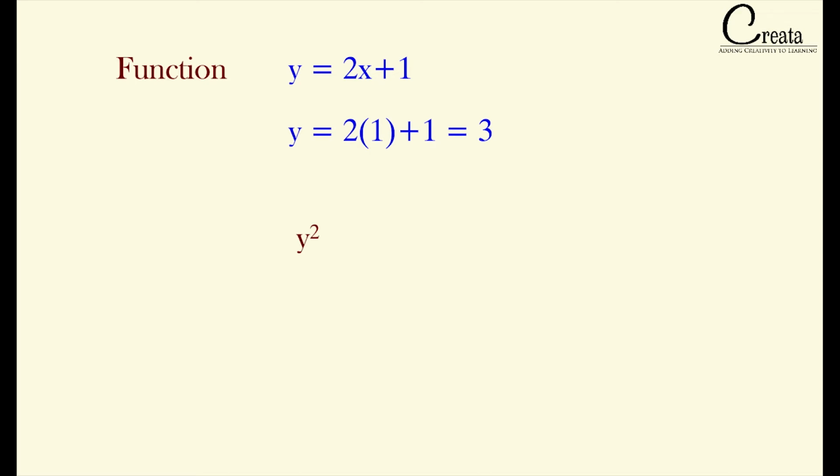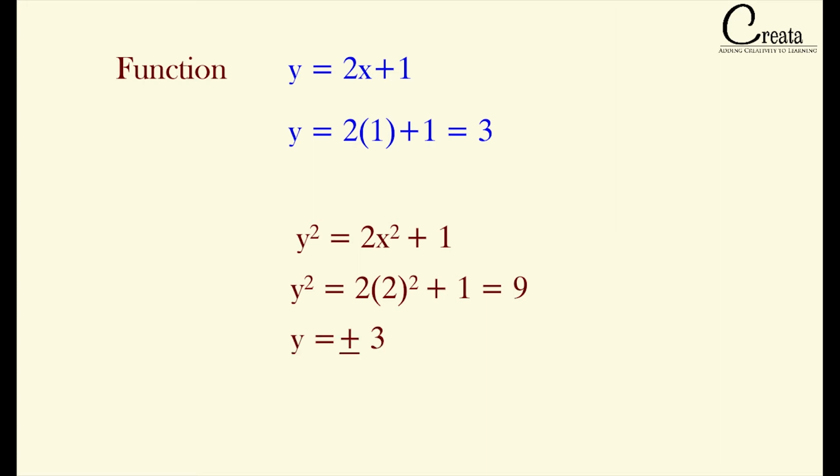Let's take another example. y squared equals 2x squared plus 1. Let's put x as, say, 2. On putting x as 2, we are getting y as plus minus 3. Here we are getting two outputs for a single input. We have given input as 2 and we are getting output as plus 3 and minus 3. So it is not a function. For a function, the basic requirement is that it should give only one output against one input.